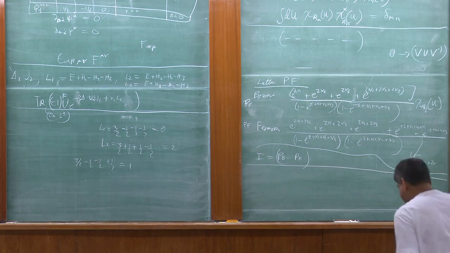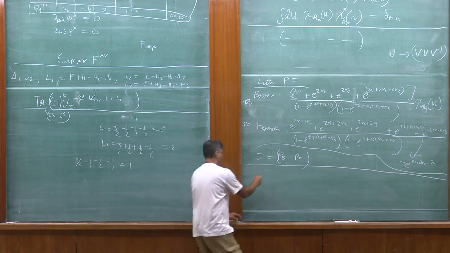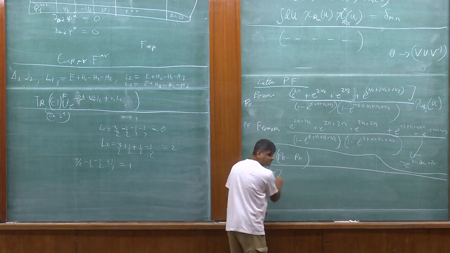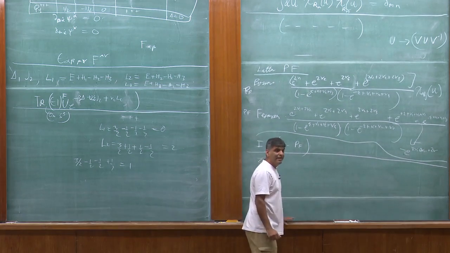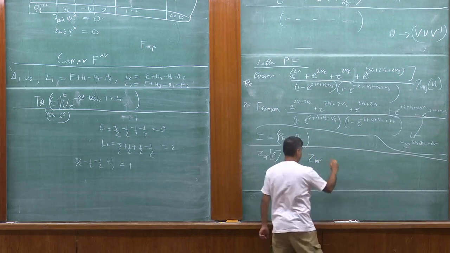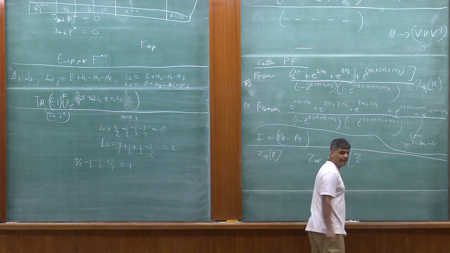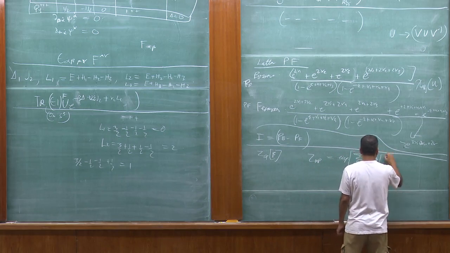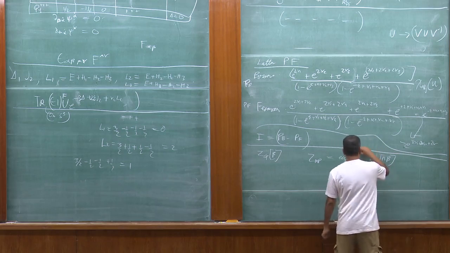There is this general question. If I have Z single particle of beta for bosons, how do I get the multi-particle partition function? First I'm going to give you the answer, then I will explain it. Z multi-particle, the full Z, is equal to the exponential of the sum over n of Z single particle of n beta divided by n, n equal to 1 to infinity.